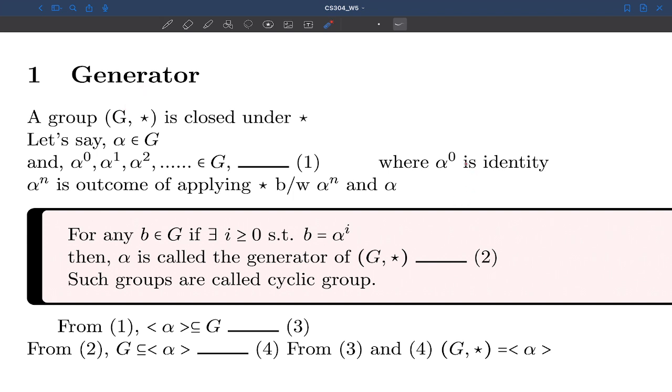So if I am multiplying two integers, I will get an integer only, right? If the set is real numbers and I multiply two real numbers, I'll get a real number only. So a group is closed under star, that is for sure, right? Now let's say I'm taking an element alpha, any random element from my set G, and now I'm defining some notions here.